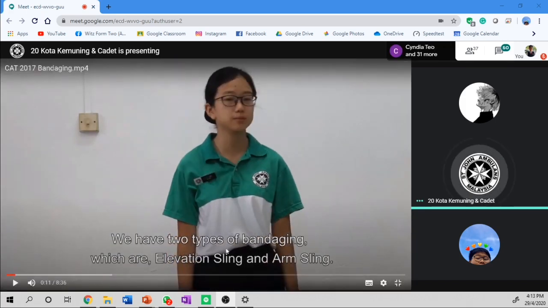So yeah, elevation sling and arm sling. The elevation sling is the 90 degree one, and the arm sling is the arm to the shoulder one. And then the elevation sling is to, you guys know this one.